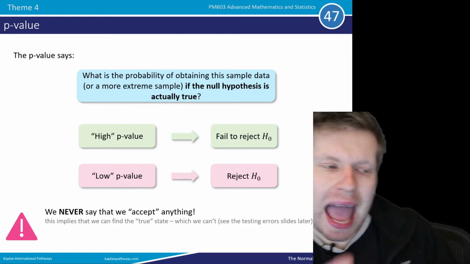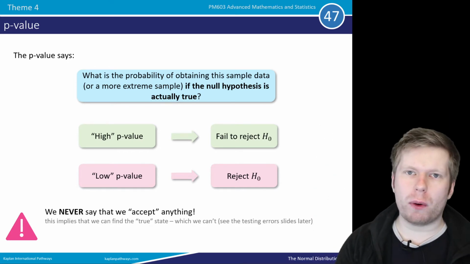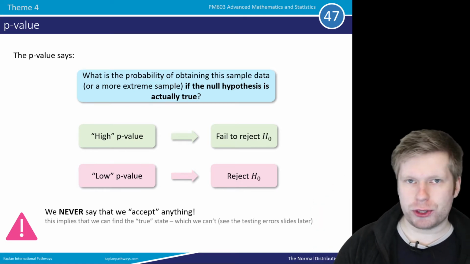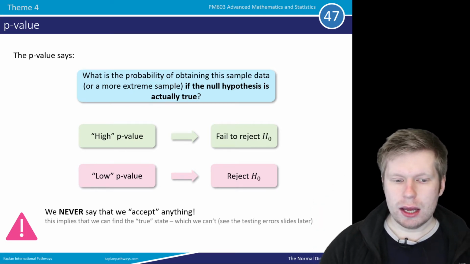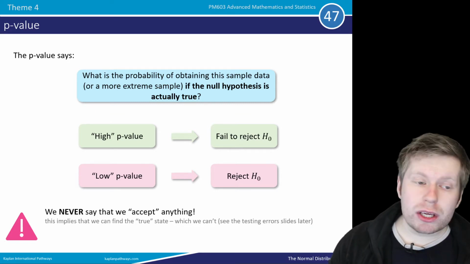So we never, ever say that we accept anything. We never accept the null hypothesis and we never accept the alternative hypothesis, okay? Because this implies that we can find the true state, which we can't, okay?